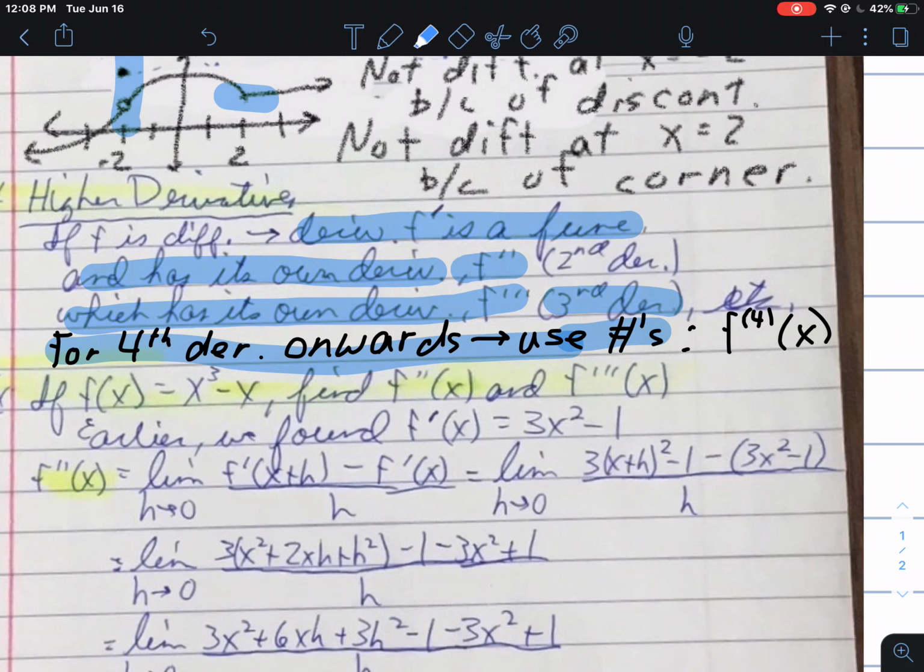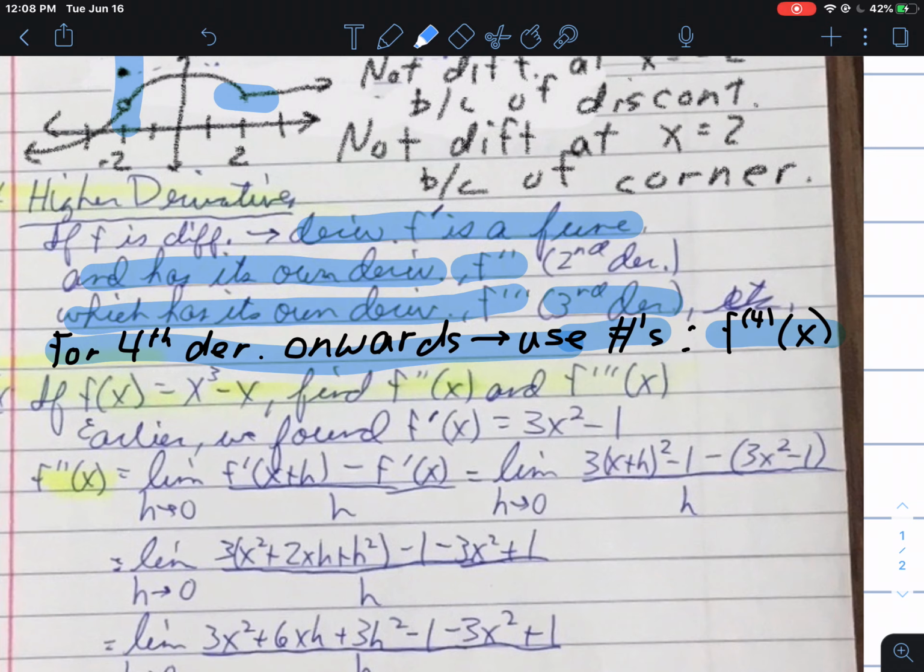Not only do we use numbers, but also notice I put it in parentheses, so that would be the fourth derivative of f. If you don't put the parentheses, then it looks like you're taking that function and raising it to the fourth power. So we don't want misinterpretation there, so you have to be clear.